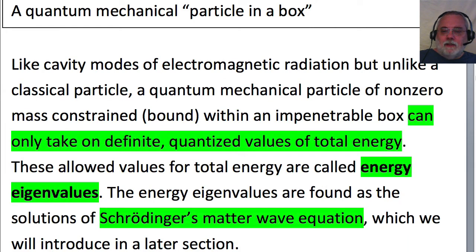Like cavity modes of electromagnetic radiation, but unlike a classical particle, a quantum mechanical particle of non-zero mass constrained, bound within an impenetrable box can only take on definite quantized values of total energy. These allowed values for total energy are called energy eigenvalues. The energy eigenvalues are found as the solutions of Schrödinger's matter-wave equation, which we will introduce in a later section.